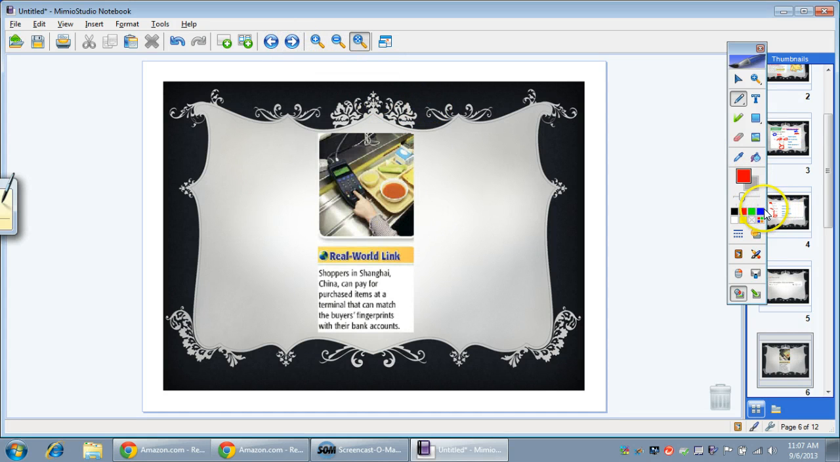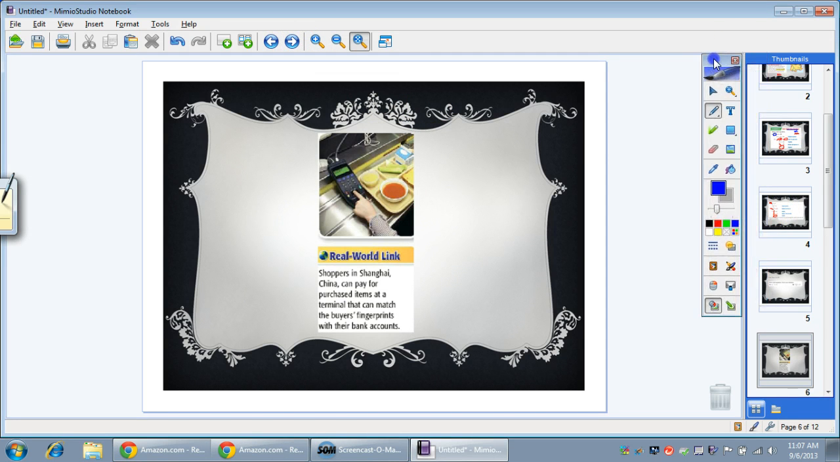Okay, welcome back. We're going to try a real world problem this time. Real world link: shoppers in Shanghai, China can pay for purchased items at a terminal that can match the buyer's fingerprints with their bank accounts. That's pretty cool. I guess in Shanghai, when you buy something, you just put your finger right there and they read your fingerprint and link it to your bank account.